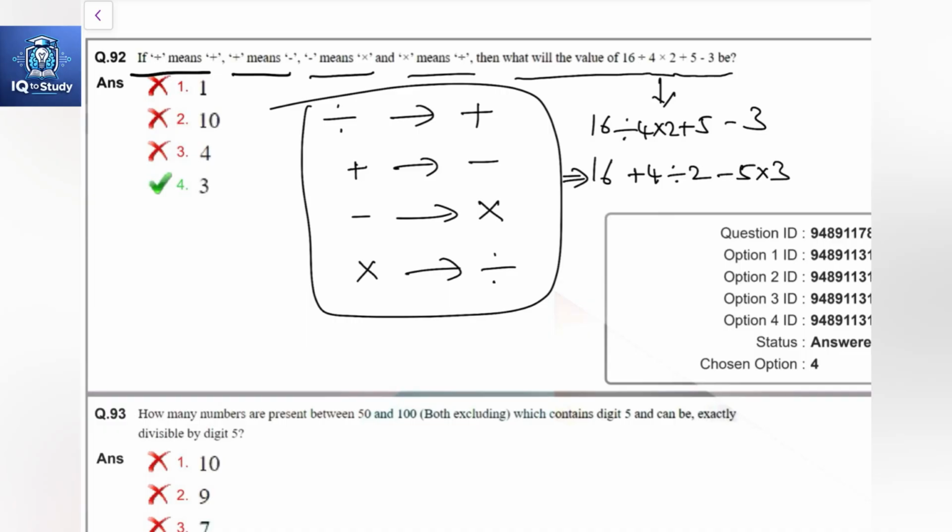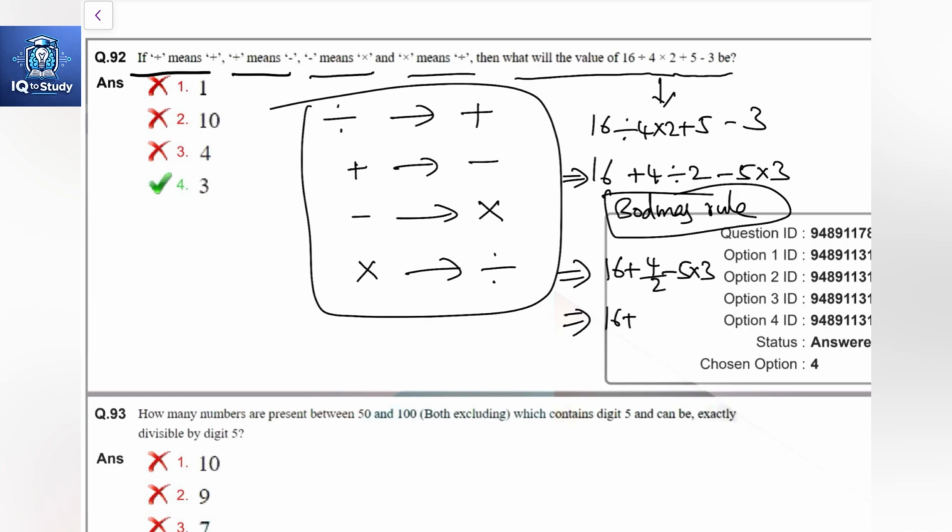Let's apply BODMAS rule. It becomes 16 plus 4 by 2 minus 5 into 3, which becomes 16 plus 2 minus 15, which becomes 3. So option 4 is correct.